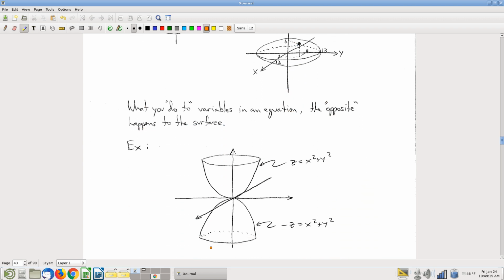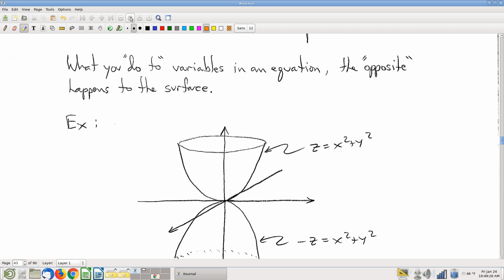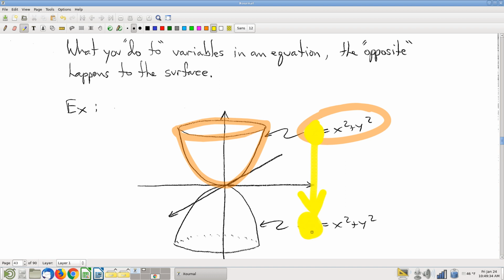So here's another example. And here I'm not going to go through the details. Not necessary, I don't think. But here's an equation that we've already understood. z equals x squared plus y squared. Here's that surface. I ask then, what happens if in this equation, everywhere I see a z, I replace that with minus z? And I emphasize, everywhere in this equation, all of the z's get replaced with minus z's.